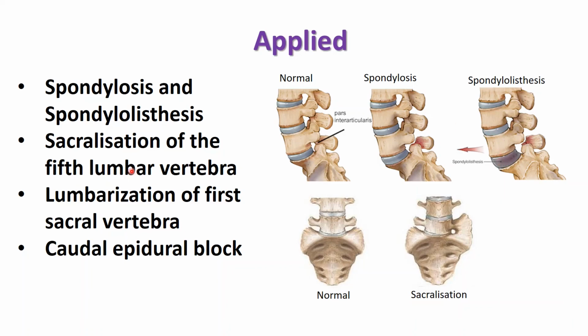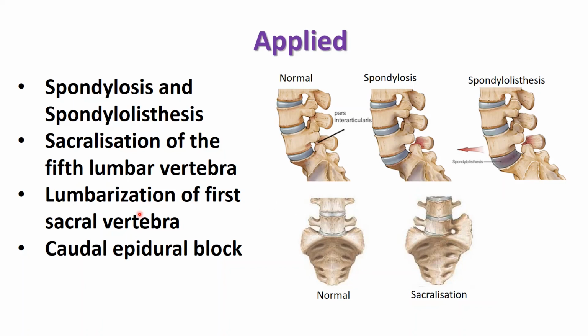Next is the sacralization of the 5th lumbar vertebra. Sometimes the 5th lumbar vertebra or its transverse processes fuse on one or both sides with the sacrum. So here you can see there is a one side fusion of the transverse process of 5th lumbar vertebra with the sacrum, and this condition is known as sacralization of the 5th lumbar vertebra. That leads to compression of the 5th lumbar nerve and compression-like symptoms.